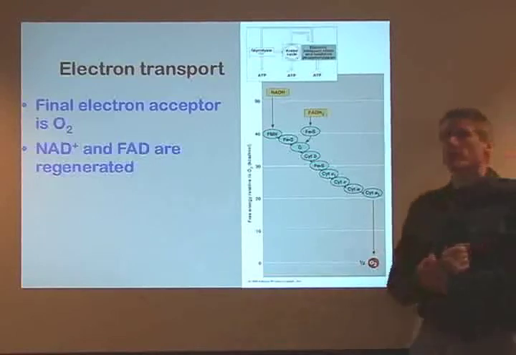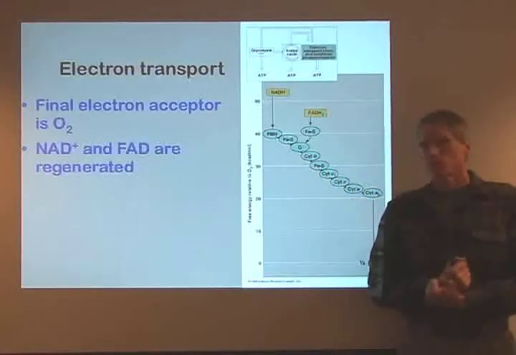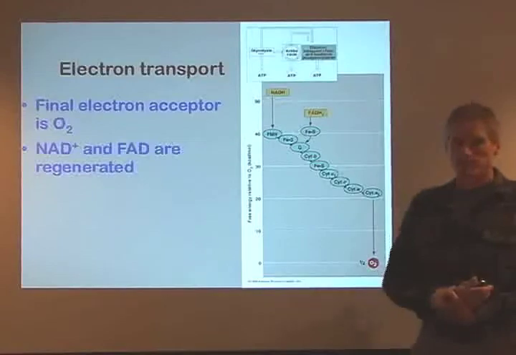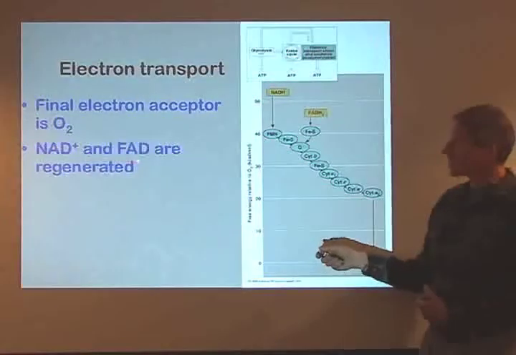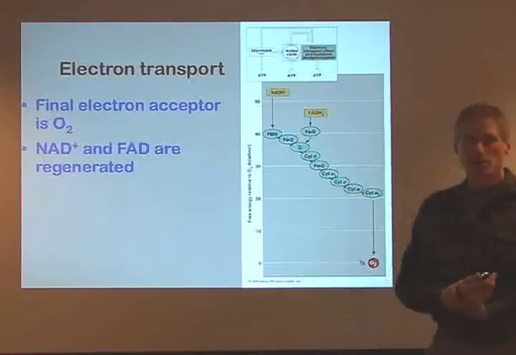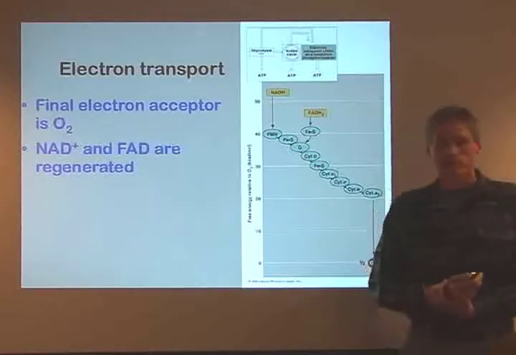Oxygen is greedy for electrons. It accepts them. It wants those electrons. And you regenerate NAD plus and FAD without its hydrogen. Those are the oxidized forms.